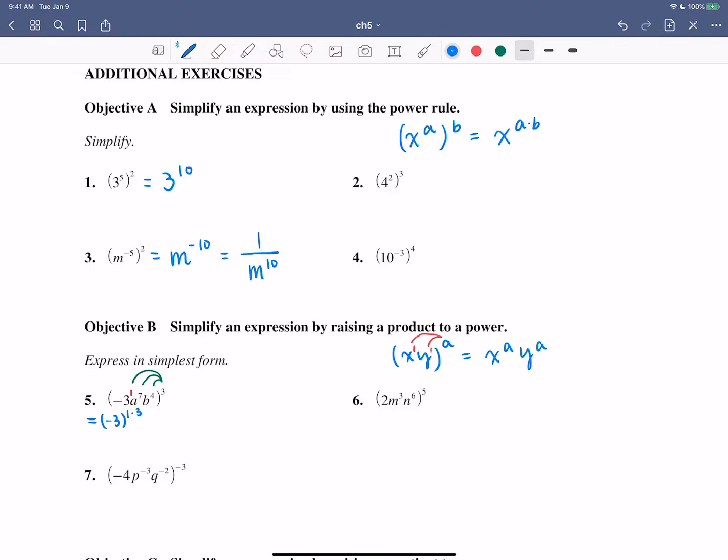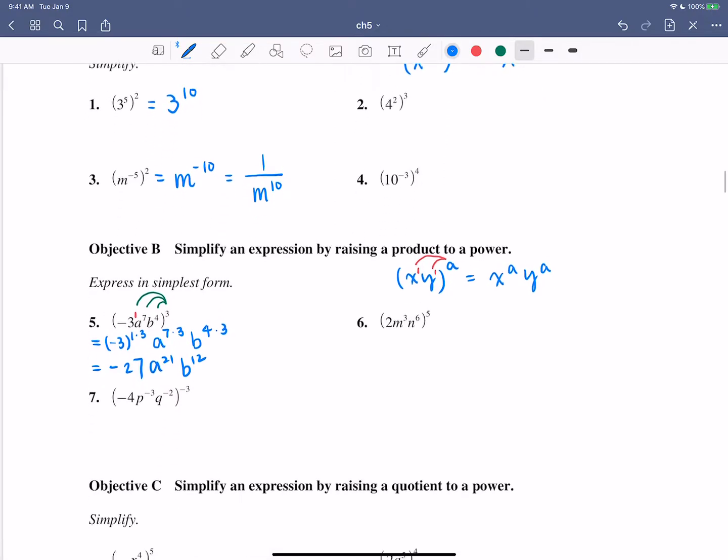So I'm going to show you all the steps. Second one, base is a, and the exponent will be 7 times 3. The third one, base is b. Exponent will be 4 times 3. And then you simply perform the operation. The first one is negative 3 raised to the 3rd power, and that is negative 27. Second one, a to the 7 times 3, that's a to the 21st power. Last one, b to the 4 times 3, that is b to the 12th power.